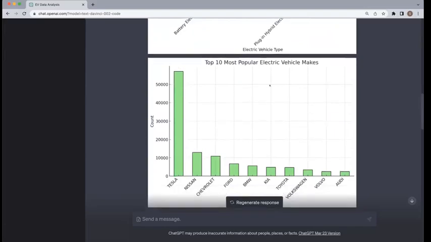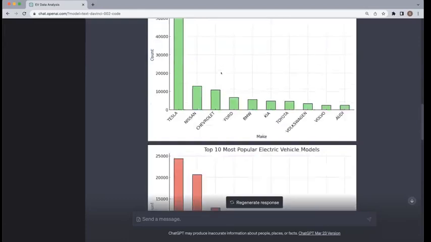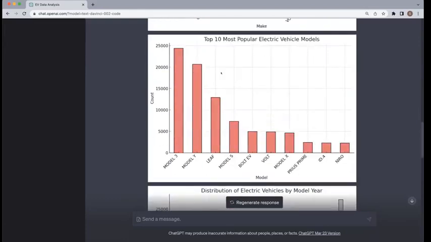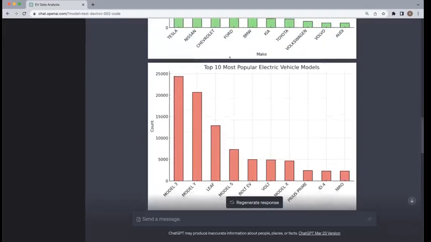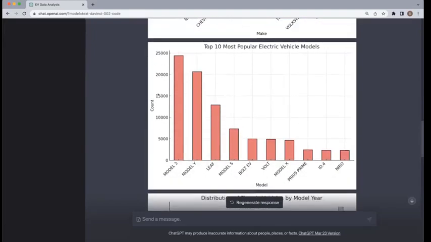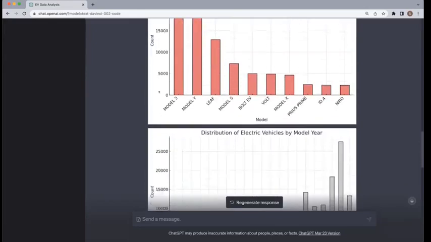Okay. The next chart looks at the 10 most popular electric vehicle makes. We see here that Tesla is a clear leader with Nissan at number 2, then Chevrolet, then Ford. And we see a visualization of a chart there. Next, we're going to look not by make, but by model. The most popular model is the Model 3, then the Model Y, then the Leaf, and so forth.